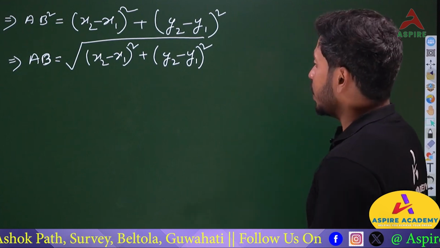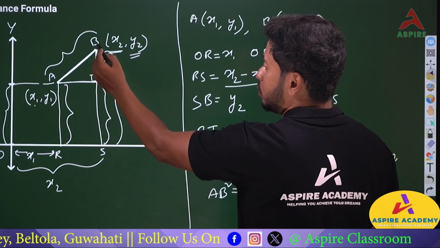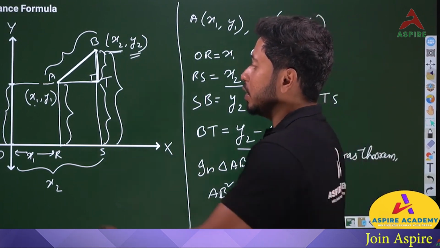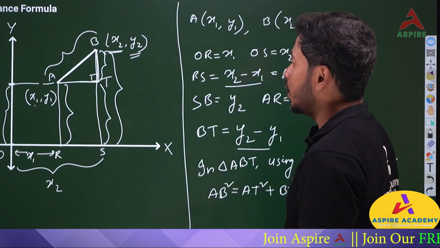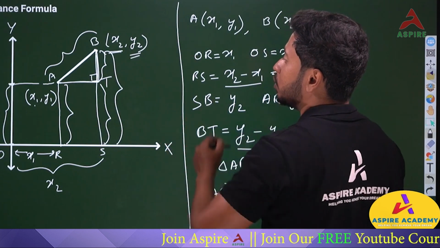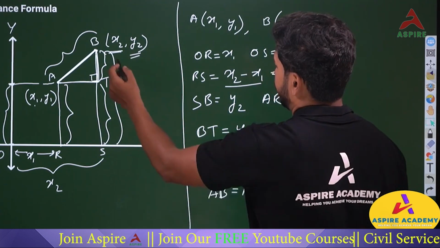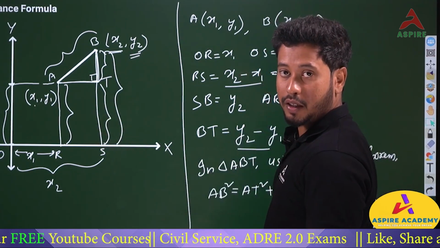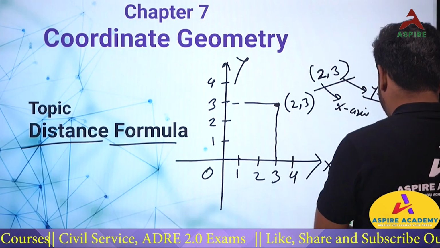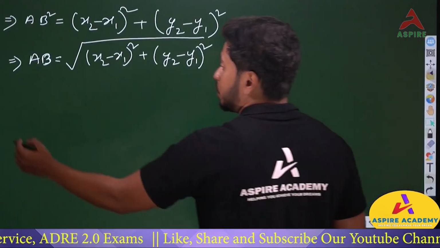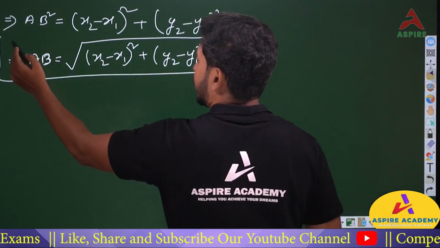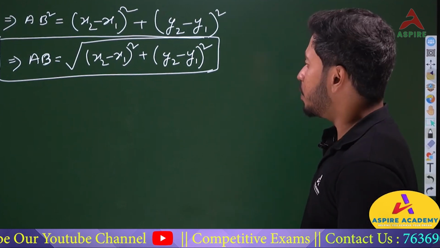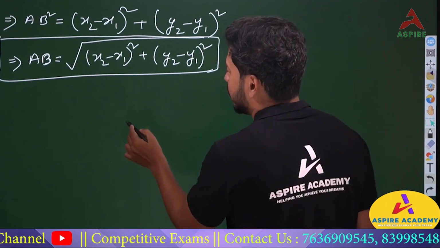So what is x2? From here we can say x2 is the x coordinate of B, right? What is x1? x1 is the x coordinate of A. y2 is the y coordinate of point B, and y1 is the y coordinate of point A, right? So using this formula, we can easily measure the distance between any 2 points. Instead of AB, a line PQ is there.